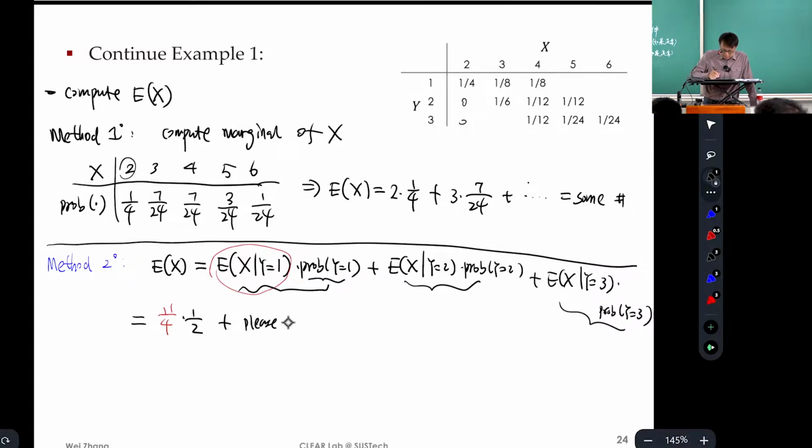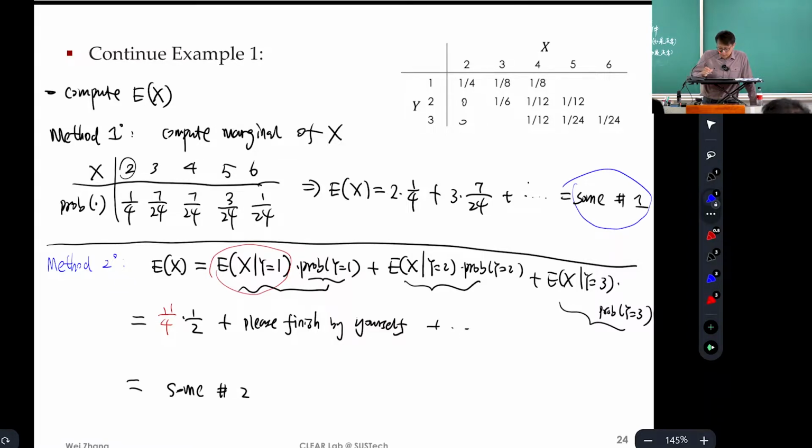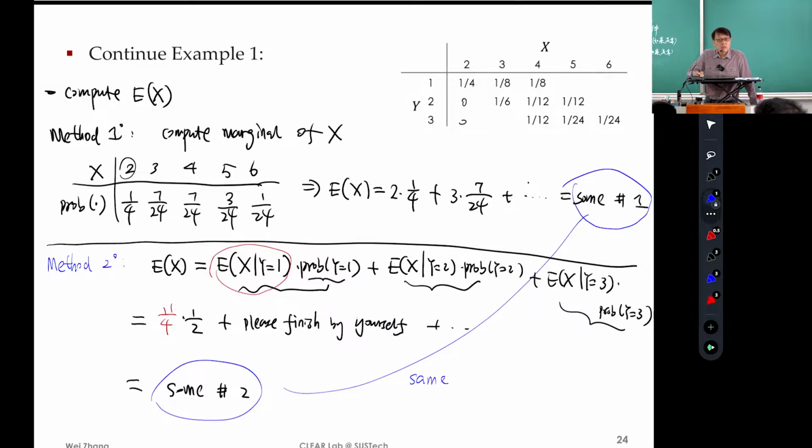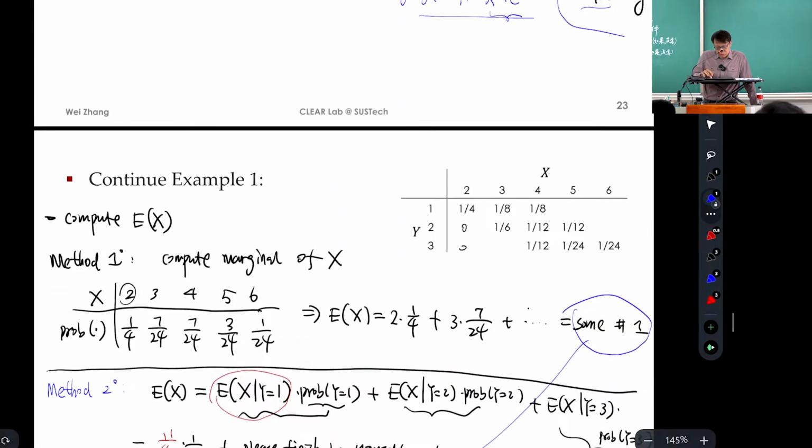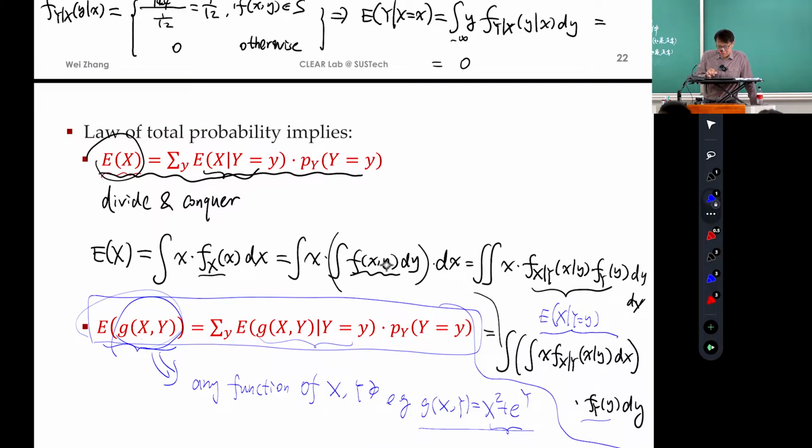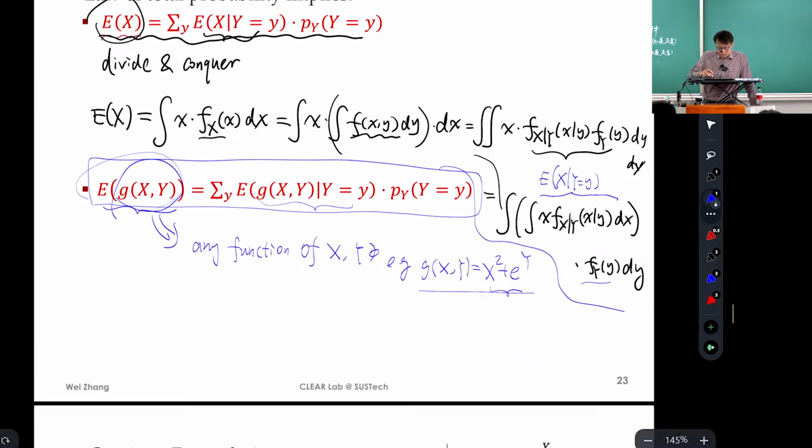Please finish by yourself, okay? It does not add value to your understanding. It's just numerical computations. Okay, overall, we'll have a number. I will say some number 2, some number 1, and you need to check these two are the same. I don't want to compute it to convince you. I could tell you this is the same. I think you can imagine it will be the same. And we also proved it mathematically like this, right? Mathematically, it's just this conditional expectation, divide and conquer.